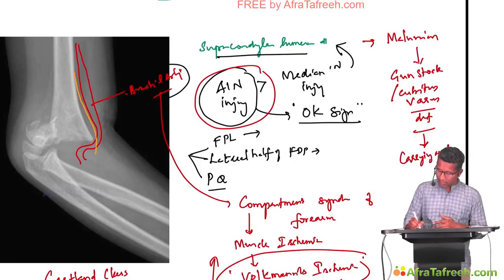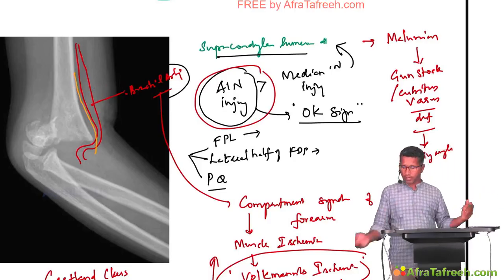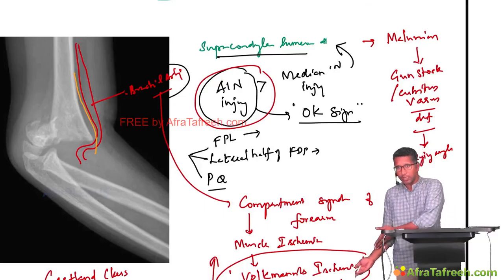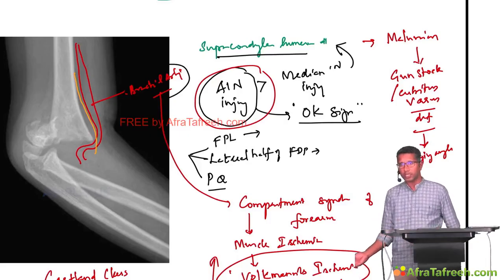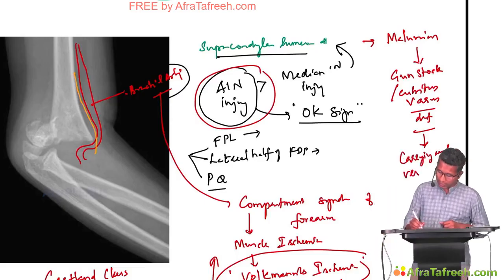Okay, so there is an angle in the elbow which is called the carrying angle, where the forearm is deviated outside, laterally. This is called cubitus valgus. When there is a cubitus varus, there is a loss or reversal of the carrying angle. So the carrying angle gets reversed.